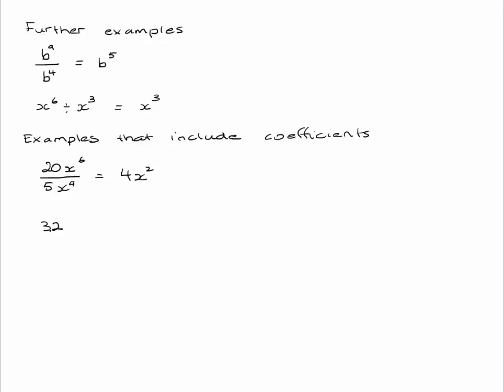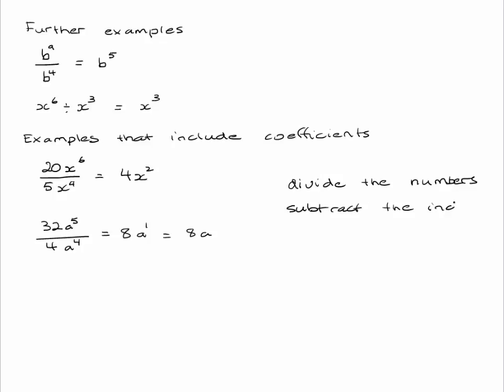32a to the power of 5 over 4a to the power of 4. 32 divided by 4 is 8, and a to the power of 5 divided by a to the power of 4 is a to the power of 5 minus 4, which is a to the power of 1. And we don't write a 1 as a power, so that will be just 8a. So the trick is to divide the numbers and subtract the powers or the indices.